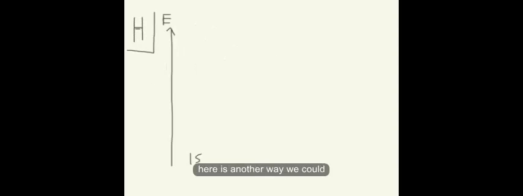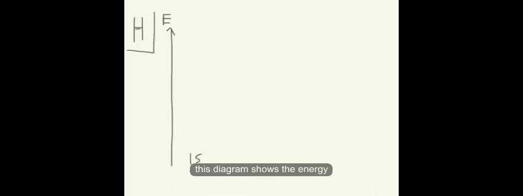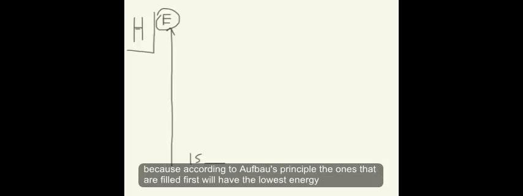Here is another way we could represent this electron configuration. I like to call it the inverted pyramid diagram. This diagram shows the energy of the orbitals, and each orbital is represented by a little line. The orbitals that get filled first go on the bottom because, according to Aufbau's principle, the ones that are filled first will have the lowest energy.